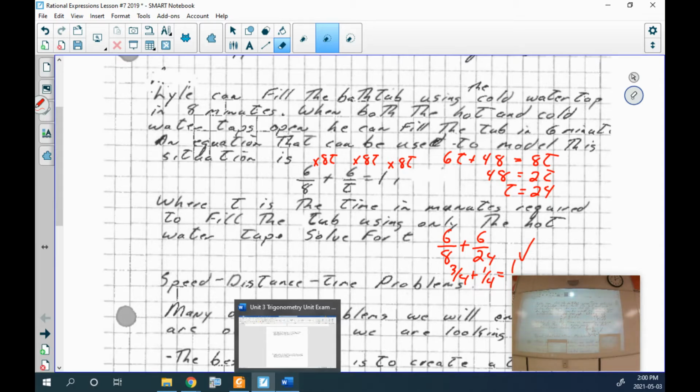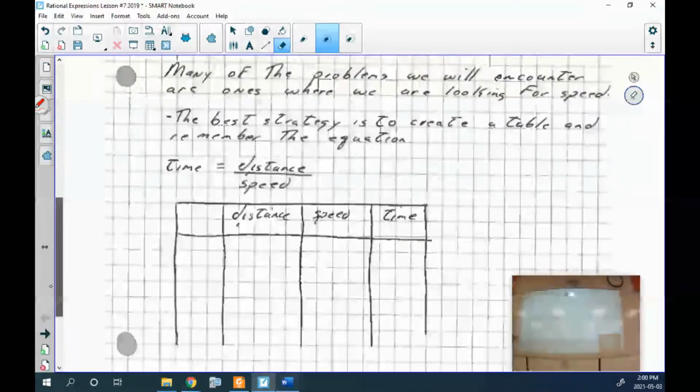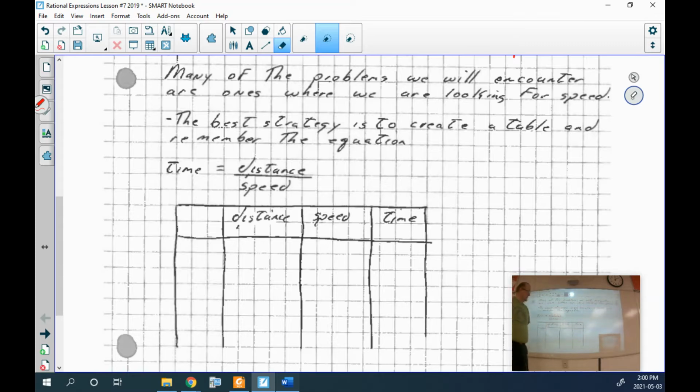Now, this is a rate problem. We'll be talking about that a little bit later. But most of what we're going to be doing is speed, distance, time problems for this. And this equation, time is equal to distance over speed, is basically the version of what we talked about in grade 10. Speed is equal to distance over time, from grade 10 physics or science. Manipulate that, we end up with this equation.